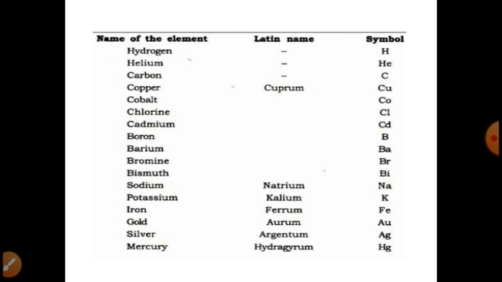Other symbols have been taken from the names of elements in Latin, German, or Greek. For example, the symbol of iron is Fe from its Latin name ferrum, sodium is Na from natrium, potassium is K from kalium. Therefore, each element has a name and a unique chemical symbol.